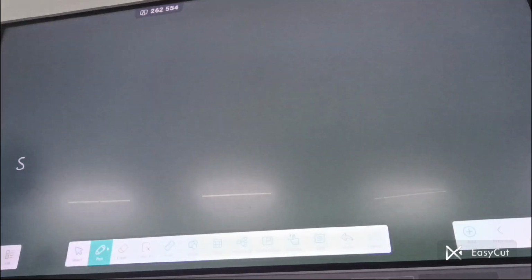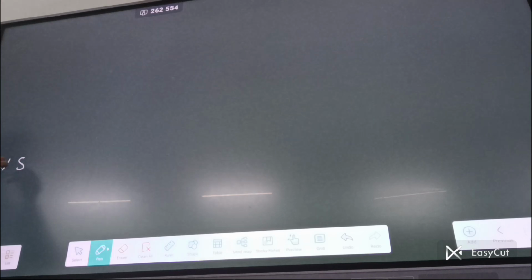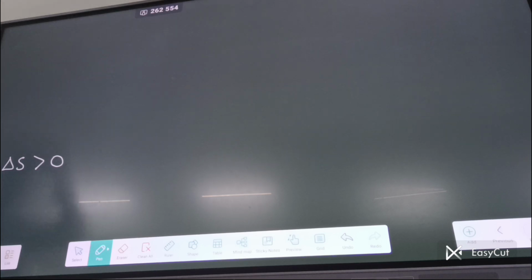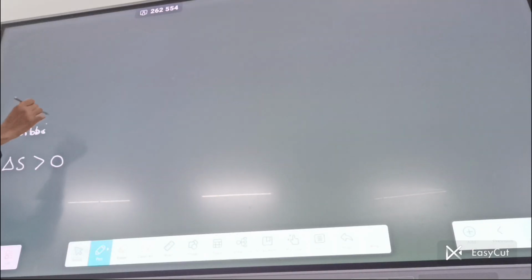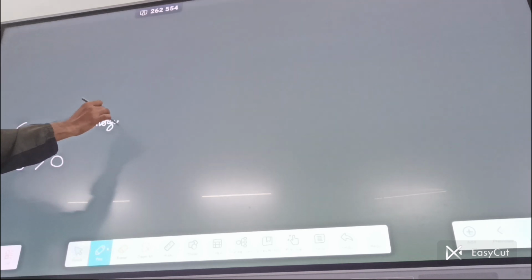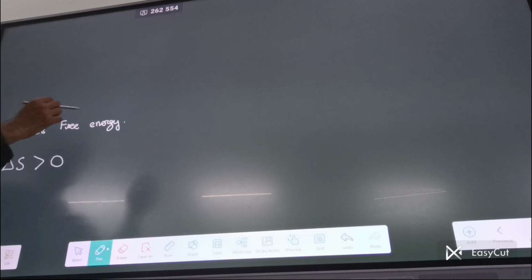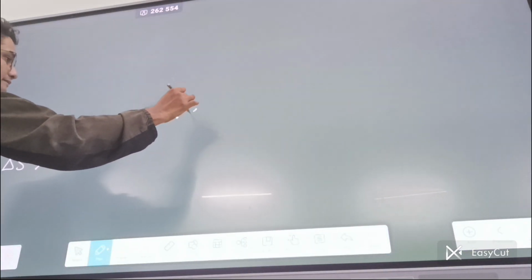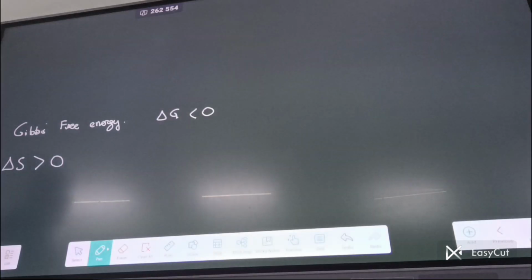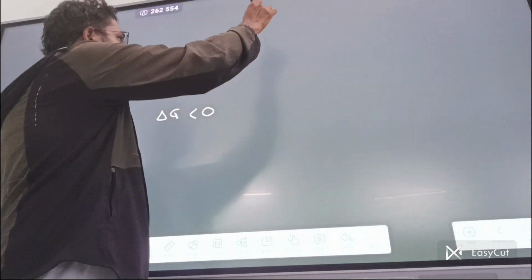I have already talked that for any spontaneous process, entropy should be greater than zero for the spontaneous process to take place. Similarly, Gibbs free energy, what is it called, G, the Gibbs free energy should always be negative for any spontaneous process to take place. And the best example of Gibbs free energy in the case of materials is in the initiation and growth process.